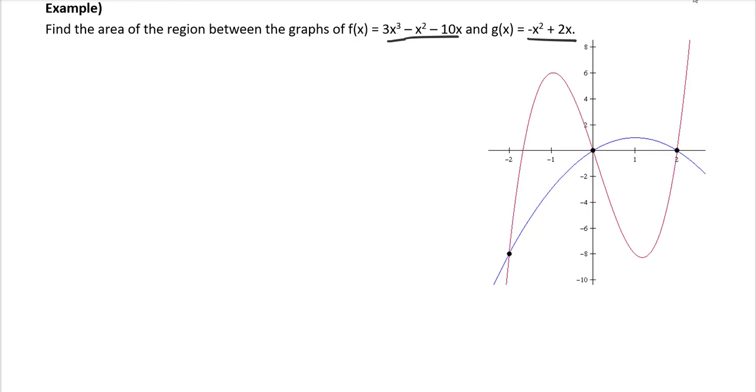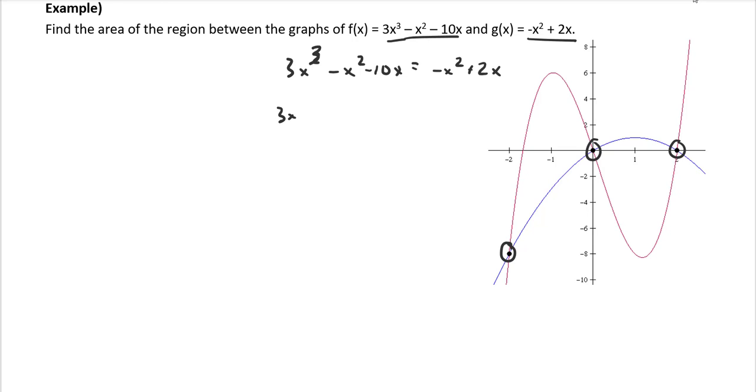On the graph here, it's pretty nice because the 3 points of intersection are already labeled. It's at -2, at 0, and then at +2. So that's very easy. In some cases, you might actually have to find the points of intersection, and you just set them equal to each other and solve. This one, if we did that, let's do that real quick. 3x^3 minus x^2 minus 10x equals negative x^2 plus 2x.